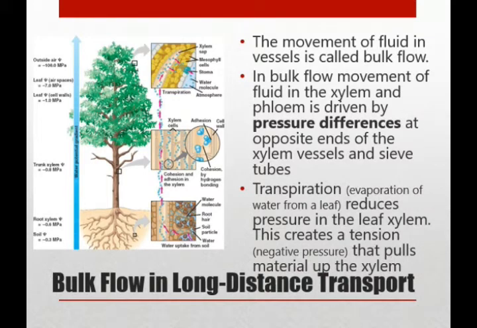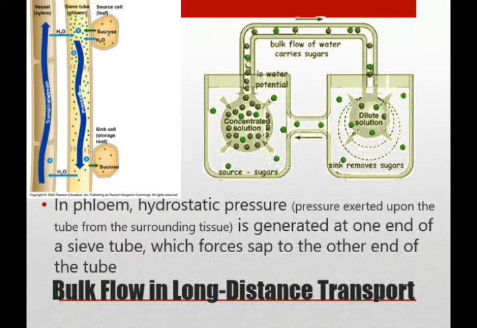The movement of fluid in vessels is called bulk flow. In bulk flow, movement of fluid in xylem and phloem is driven by the pressure differences at the opposite ends of the xylem vessels and sieve tubes. Transpiration, which is evaporation of water from the leaves, reduces pressure in the leaf xylem. This creates tension that pulls materials up the xylem.